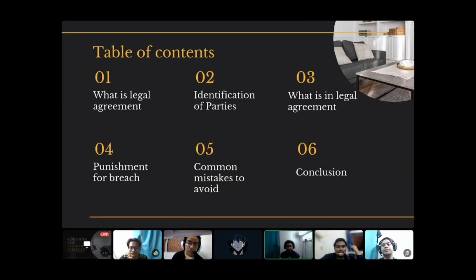The first one will be the table of contents. The first one, we will explain what is a legal agreement. The second one will be identification of parties. The third one will be what is in a legal agreement. The fourth one will be punishment for breach. The fifth one will be common mistakes to avoid. And lastly, the conclusion.